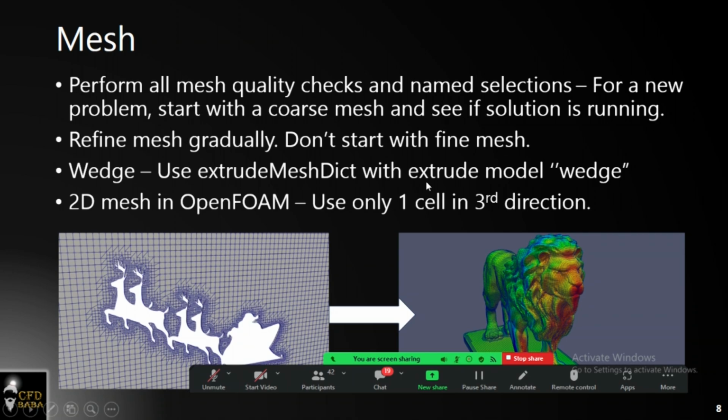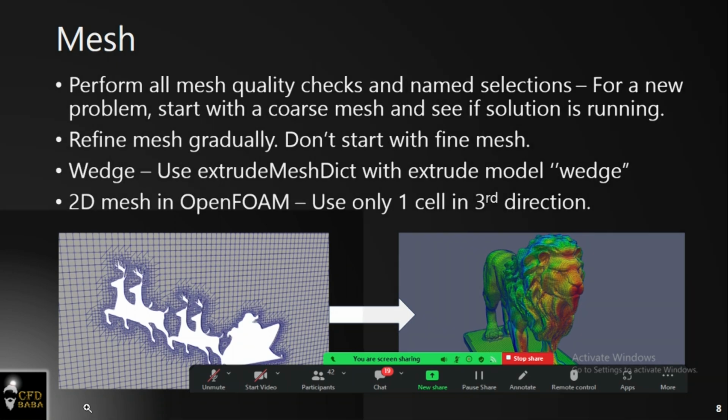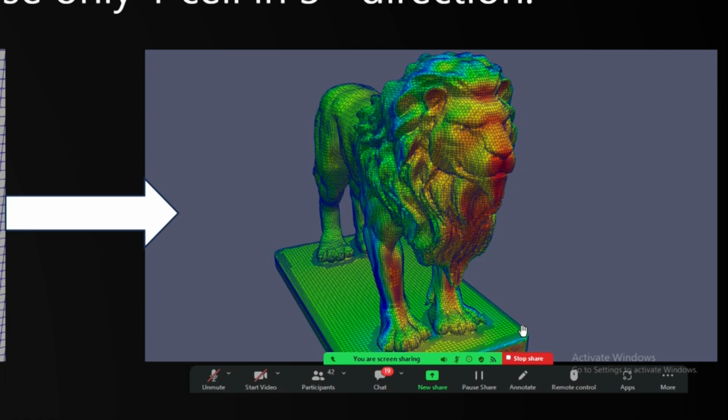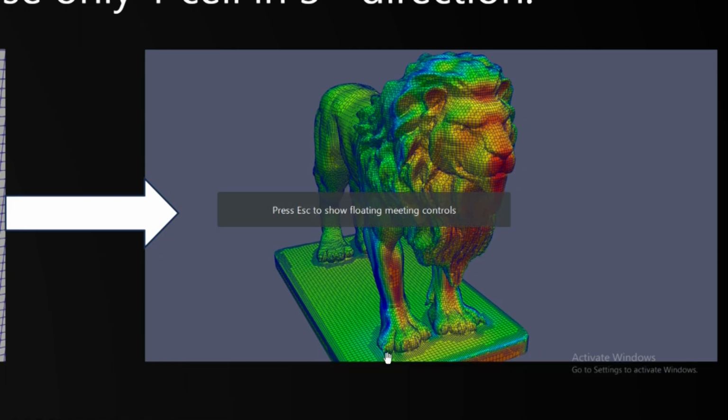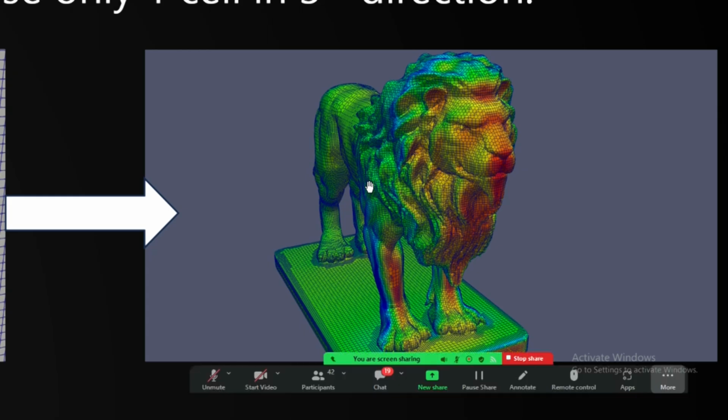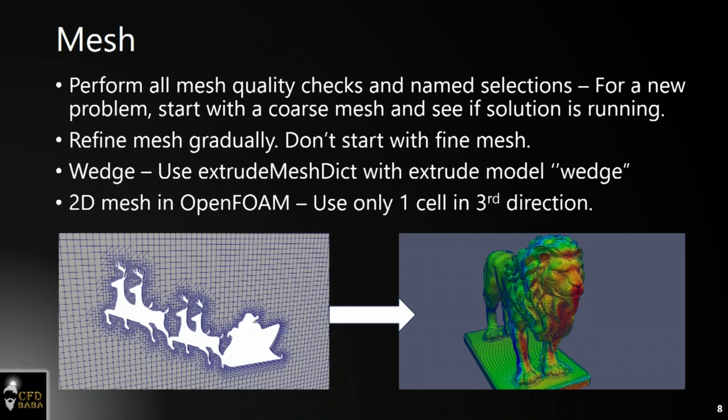And if you follow all these points, then one day even you will be able to mesh this complex lion. You see its nails have been captured in the mesh, its mane has been captured in the mesh. By the way, this is snappyHexMesh. And if snappyHexMesh can mesh such a complex lion, then of course it can mesh mechanical industrial parts easily, I think.